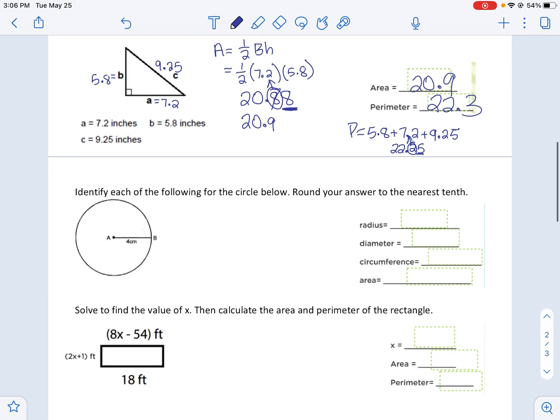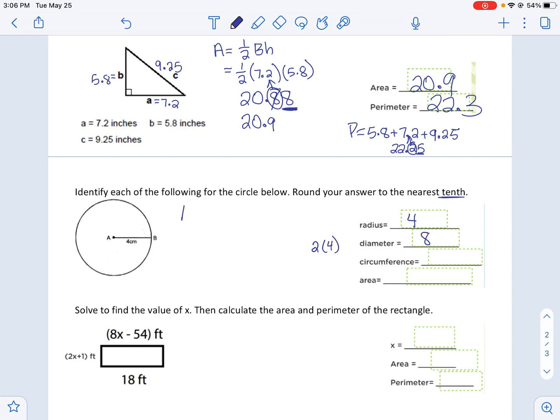Next, it says identify the following for each circle below. Round your answer to the nearest tenth. So again, rounding to the nearest tenth. So given is the radius of 4. To get the diameter, we're going to take that times 2. So 4 times 2, which is 8.